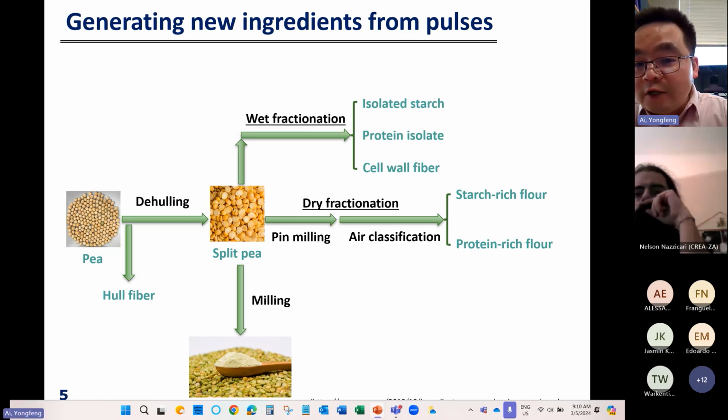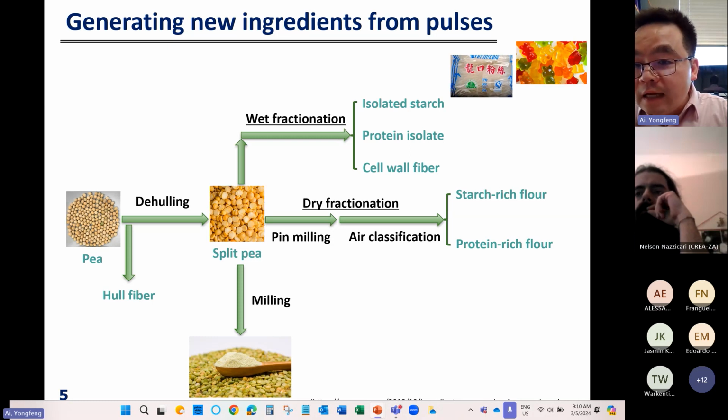Also, we can use a wet fractionation method to produce the starch and the protein of a higher purity. We can obtain the isolated starch. Usually, they have a starch content higher than 96%. So for the isolated starch, some very classic examples of their use in the food industry include the Chinese vermicelli or glass noodles, and also the gummy bear candies, as you can see here. They are based on the strong gelling ability of the starch.